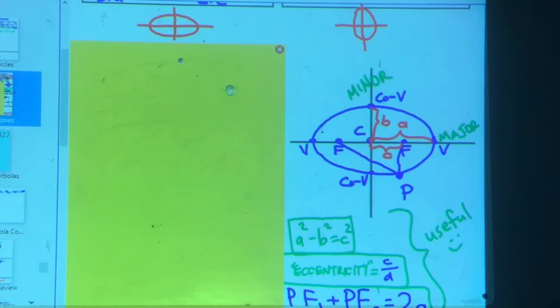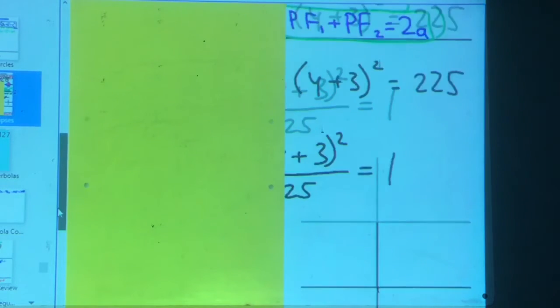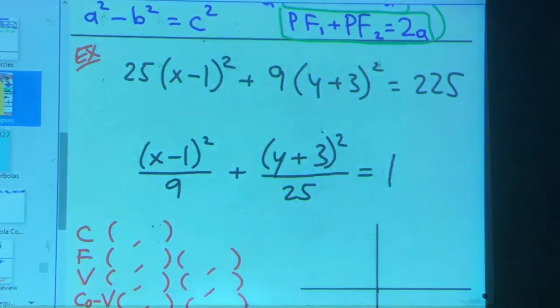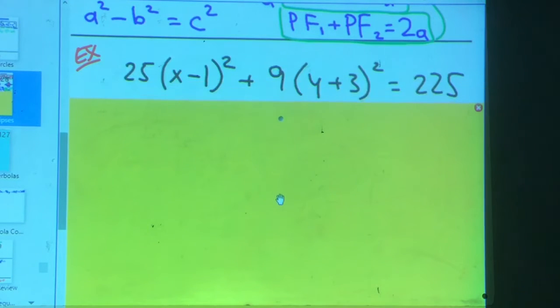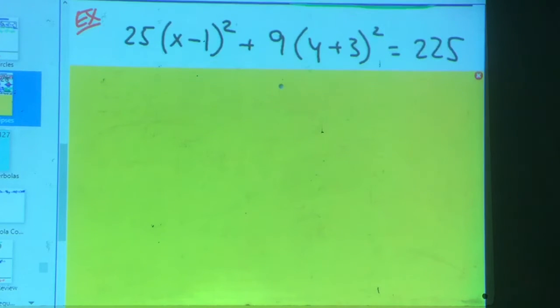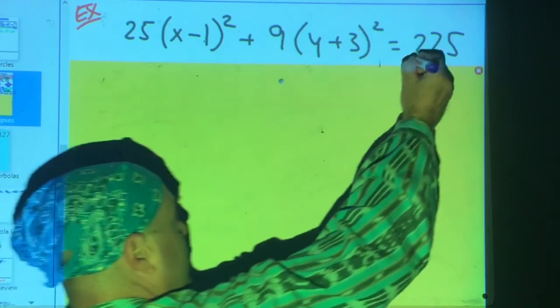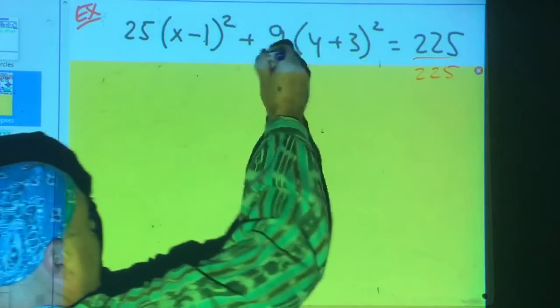So like the circle, we are going to sketch one. We'll start with this equation right here. Notice it doesn't equal 1. So that's got to be our first step. We're going to divide everybody by 225.